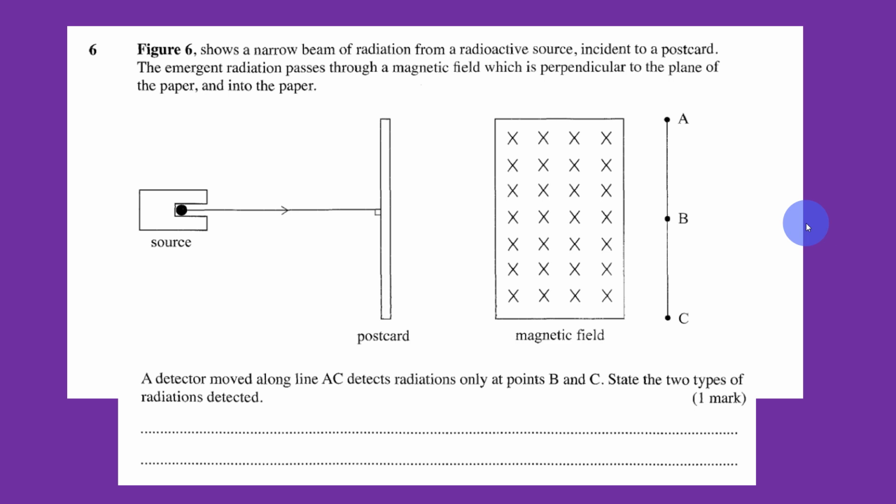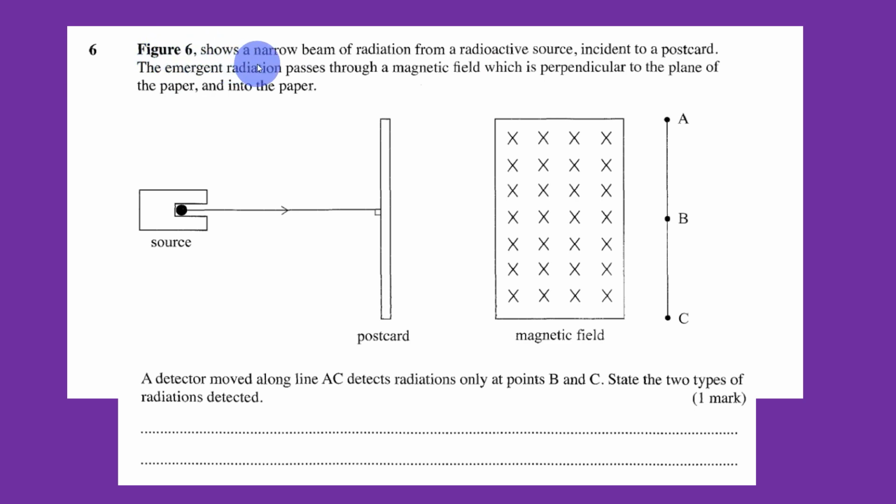Question 6 is obviously about radioactivity, because I can see there's a popular symbol here that shows that there is a radioactive source here, and there is this shielding because the radioactive materials must be shielded. And then of course there is a magnetic field. There is a postcard here. When I see the postcard, I think about alpha particles which cannot penetrate a thick piece of paper. And then there are detectors. Detectors are put at positions A, B, and C. Let's see what we are being asked to calculate or to determine.